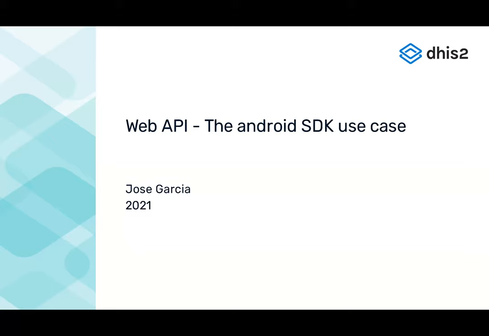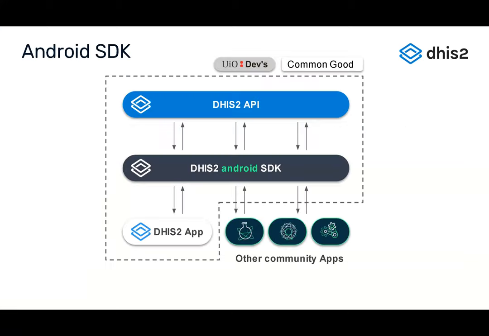But I think this is also interesting in order to know the way that we are using the DHIS2 API in the Android development context. Victor already showed this slide yesterday, but it's useful to have it in mind that basically all the Android applications, the official Android application built by UiO and other custom Android applications that are using the SDK, don't interact with the API directly. It's the Android SDK which is the tool that is interacting with the API.